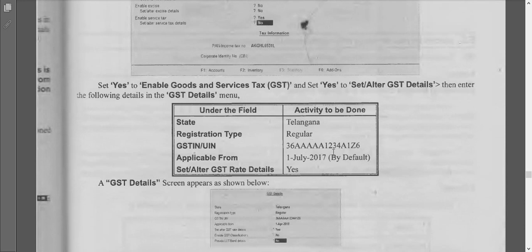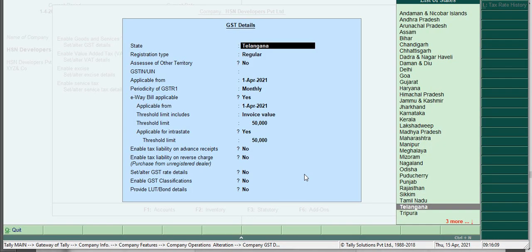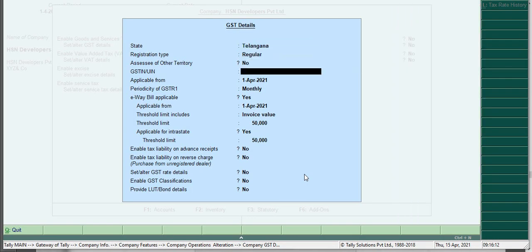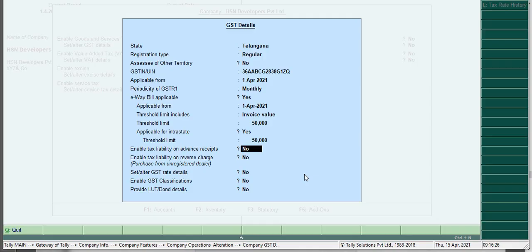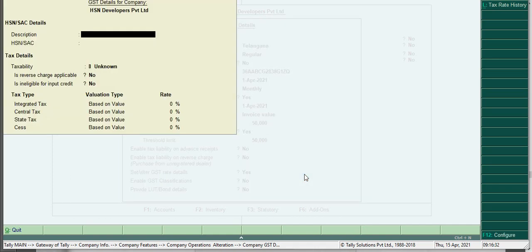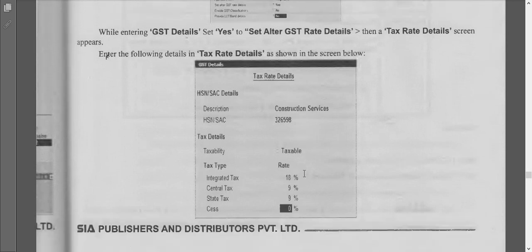So regular, Telangana GST number, and set/alter GST rates yes. The GST number I am going with is 36 AABCG 2838 G1ZQ. I am making set/alter GST details as yes. First option is yes. When you are dealing with the same type of percentages, then obviously we'll give 18% at the time of company creation. So here he is giving construction services with 18%.